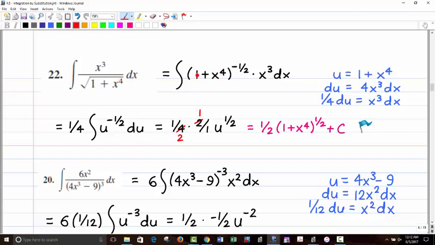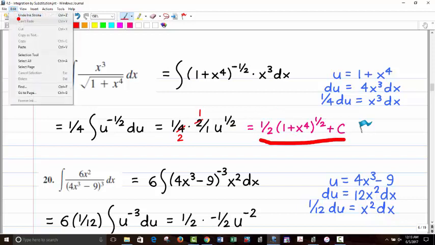So you bring that up, make it -1/2, let u be the inside, so du is 4x cubed dx, 1/4 on both sides, so it's 1/4 u to the -1/2. Power rule, antiderivative, -1/2 plus 1 is 1/2, makes it 2 here. So 2 over 4 reduces to 1/2, and there you have this answer right there. Okay.